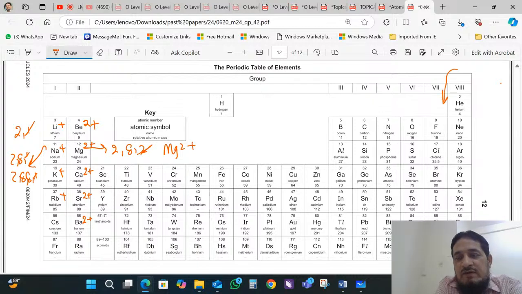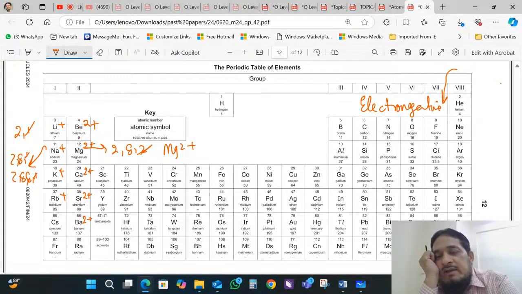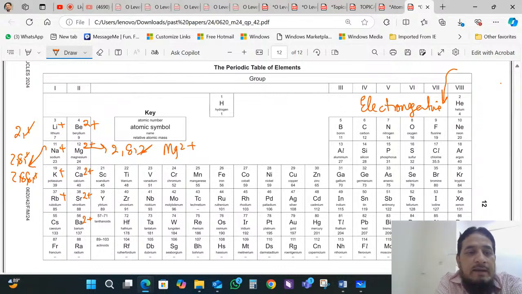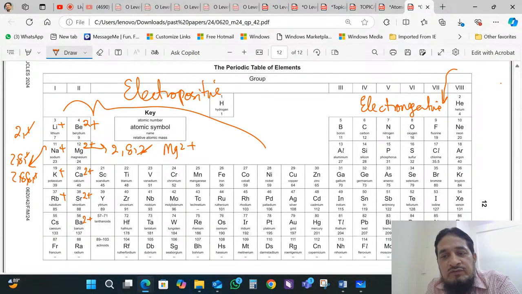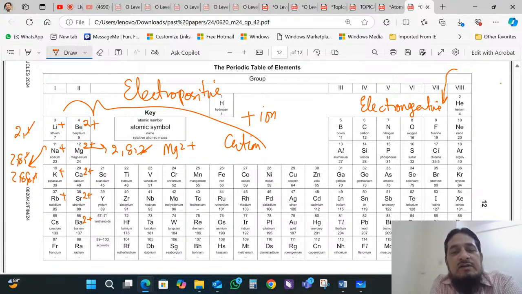Same case, this is group 7. These are the non-metals. The non-metals are known as electronegative. Electronegative means these are the elements which have a tendency to gain electrons, and these are the metals. They are known as electropositive. Electropositive means they are going to lose electrons always, so they will be carrying the plus charge. And the plus ions are known as cations. Actually they go toward the cathode, the negative terminal.